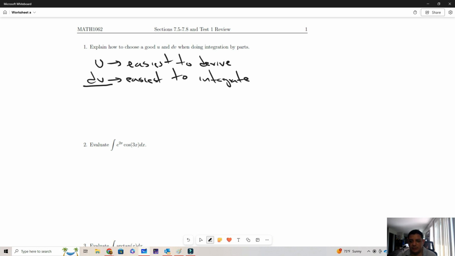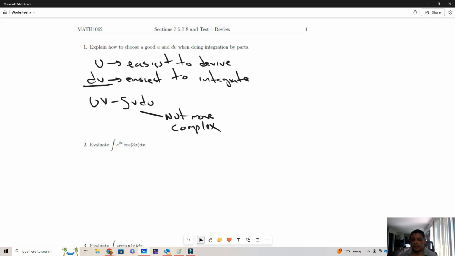Then the other thing that you want is that once you have the u times v minus integral of v du, you want this expression to be not more complex than the original. That's how you know that you have a successful integration by parts. The worst case scenario is an equal level of complexity or similar types of functions, but when that happens, you can often pivot to a formula where you have some sort of recurrence.